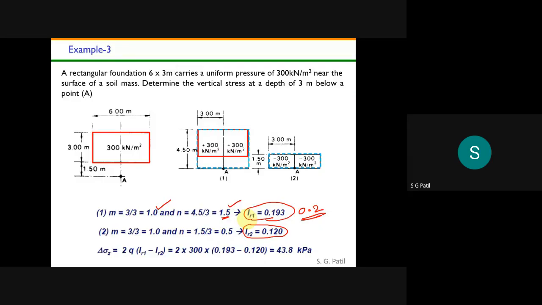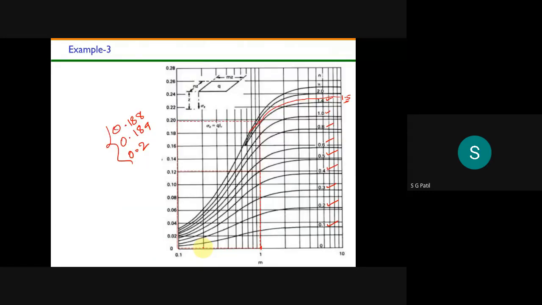Okay, so similarly for this smaller rectangle, I should calculate, no? So M is equal to 1 I got, and N is equal to 0.5 I got. So let us go to that figure. M is equal to 1. We need to take 3 decimal places only, sir? No, it's not necessary. We can take 2 decimals also. Yeah, 2 also is fine.